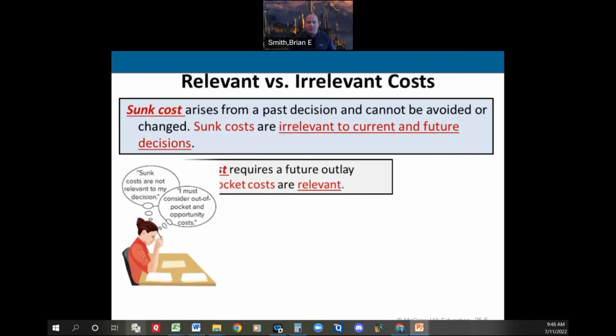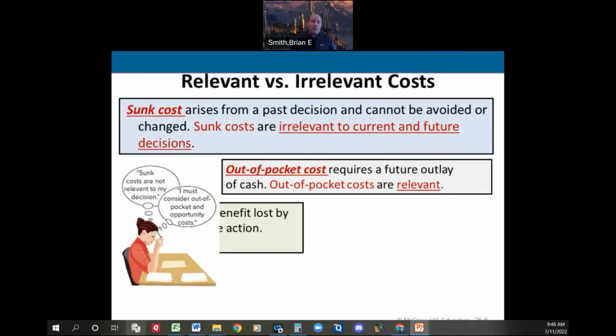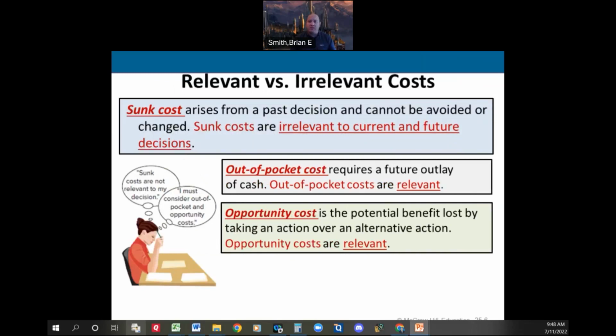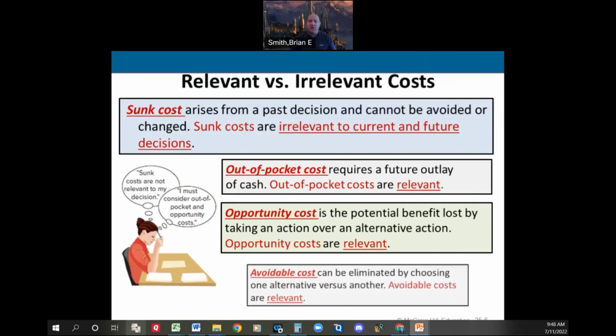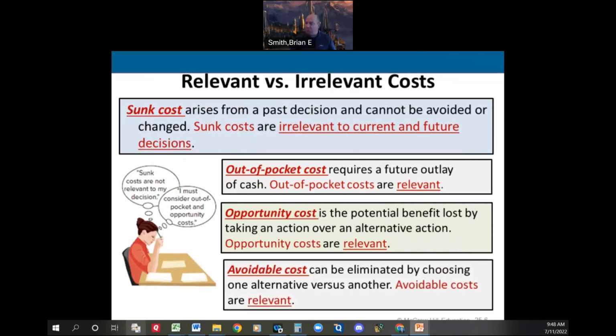All right, relevant versus irrelevant costs. As we've already gone over in the CVP case, we should remember that sunk costs are costs that have already been incurred and don't matter in the decision that we're about to make. In our CVP case, we had those sunk costs, costs that were already incurred before the decision needed to be made. We don't care about those. They're not going to change what happens in the current situation or in the future.